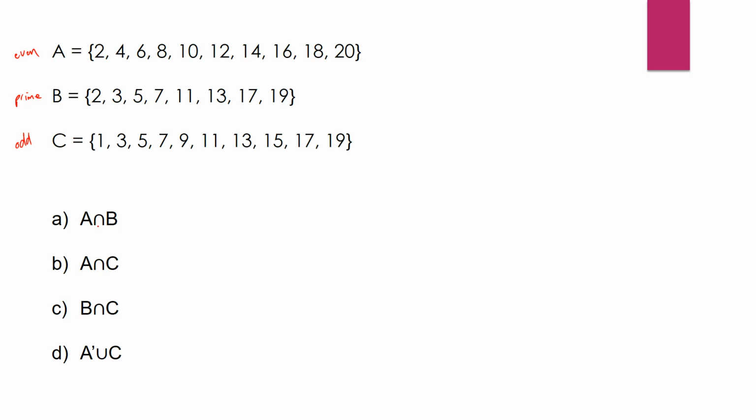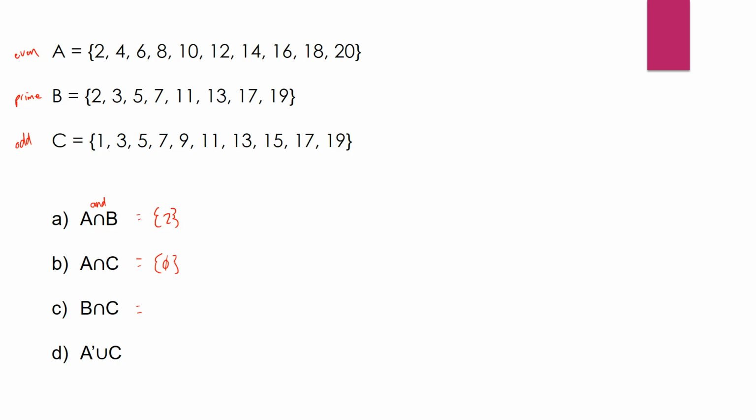Right, A intersect B. It's got to be in A and it's got to be in B. So what's in A and in B? Well, I can see 2. And that is it, because there's no other even numbers that are prime numbers. So hopefully you had just 2 in that set. What's in A and in C? Well, A is all the even numbers and C is all the odd numbers. So there's nothing in A that's also in C. So there'll be nothing in that set.